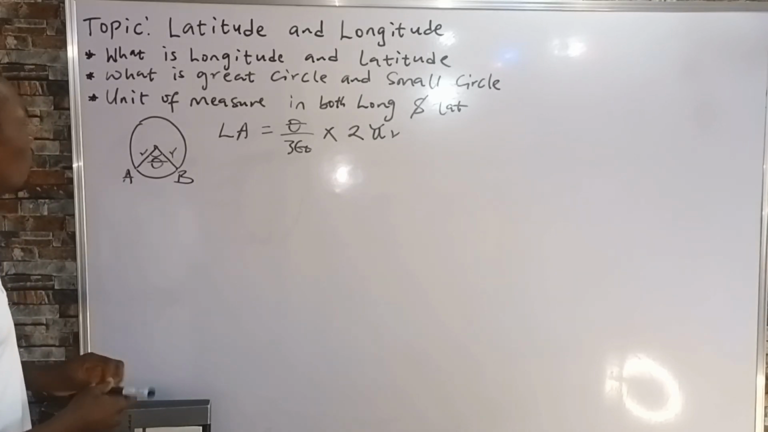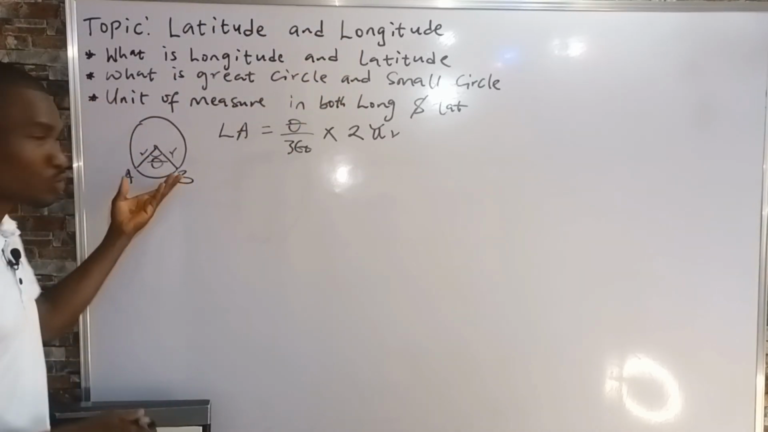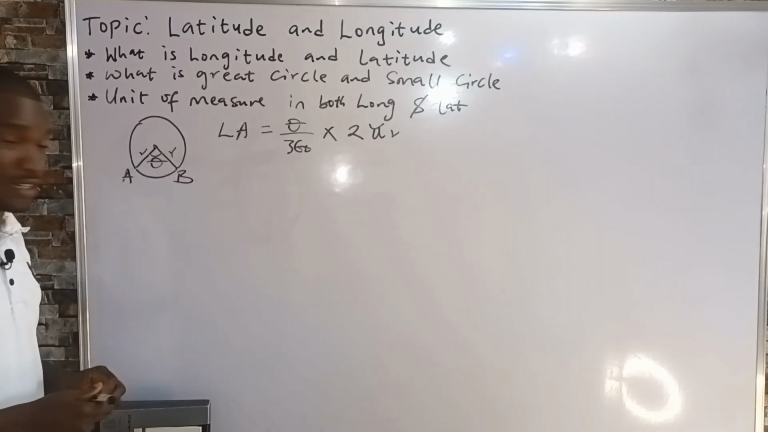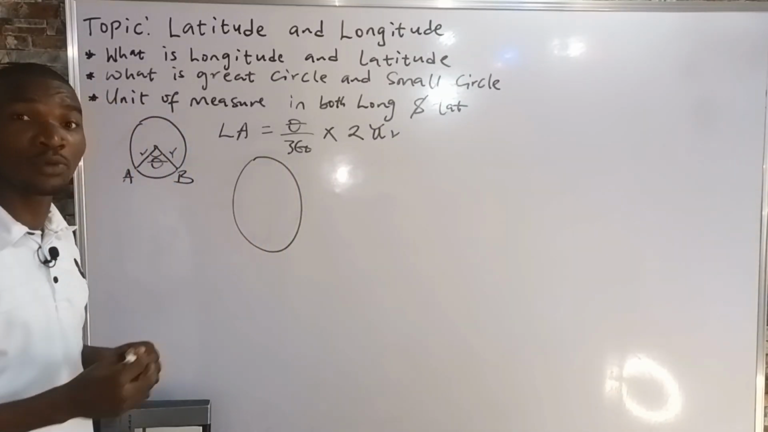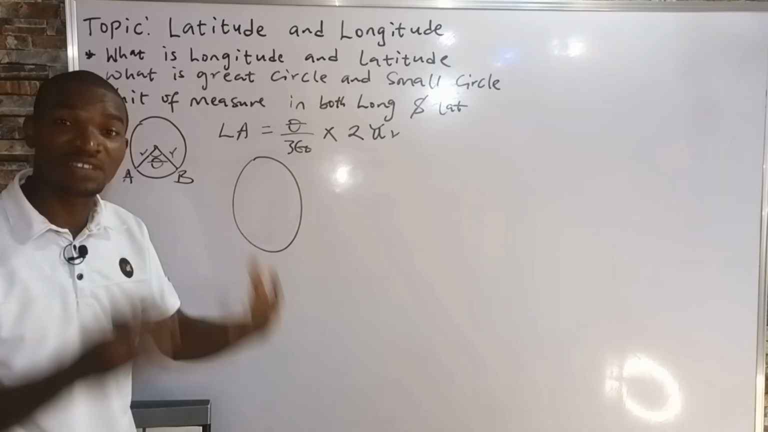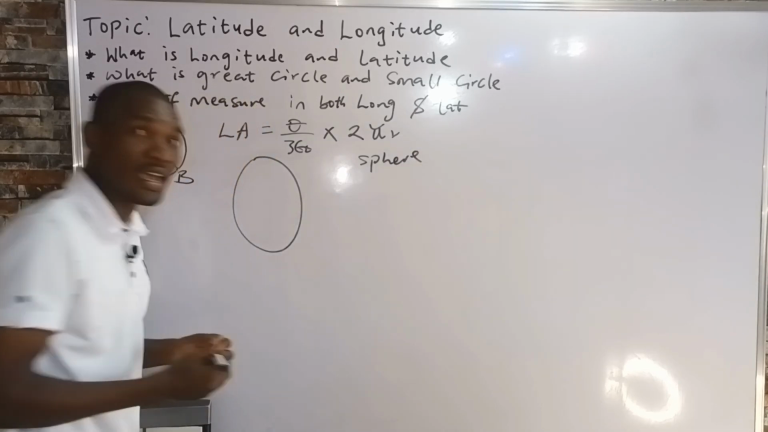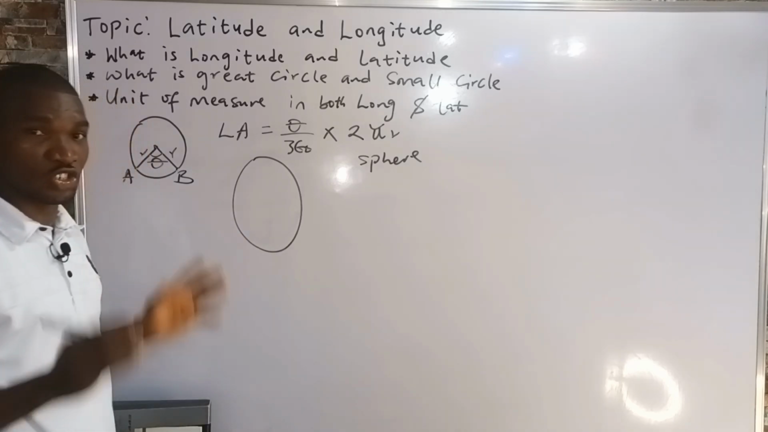All right, so when we are talking about longitude and latitude, we are no more referring to a plane shape like a circle, but we are referring to the Earth now. And Earth is spherical in shape. An example of something that is spherical in shape is an orange. An orange is a sphere. So the same way with Earth, scientists have discovered that Earth is spherical in shape.